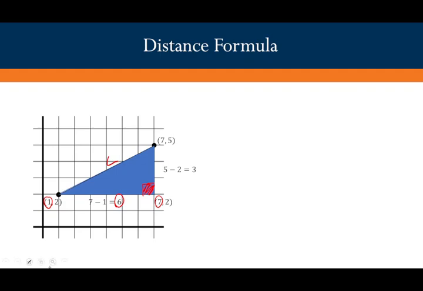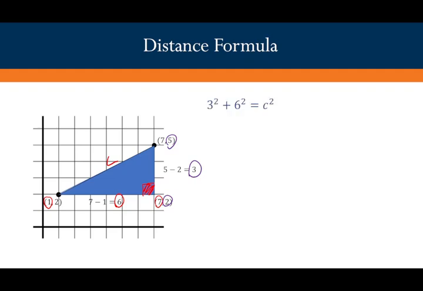And then from this 2 y value to this 5 is 3 units, and you can count them. There's 1, 2, 3. You can just count them. So there's 3 units.